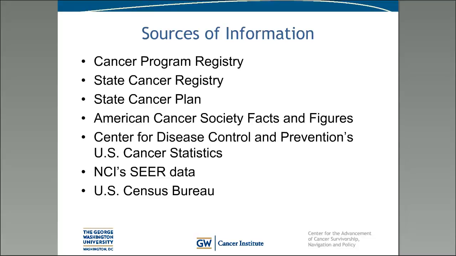This slide just shows some potential sources of information to help you identify your patient population. You may have a cancer program registry within your own institution. You can access your state cancer registry. Your state cancer plan might have some information about the patients in general in your state. The American Cancer Society puts out some facts and figures reports. The CDC has cancer statistics, and the NCI also has SEER data, and the census data might also be helpful for defining your patient population.